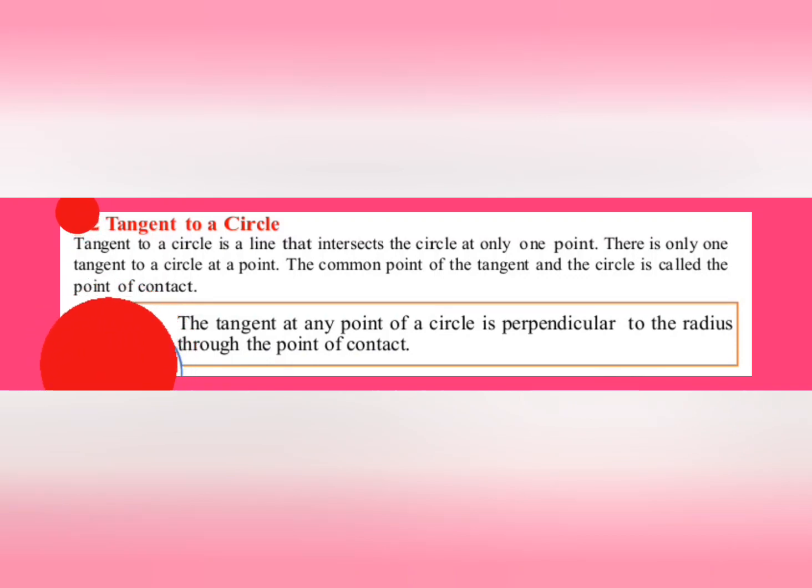So the first theorem you can take up, you can remember: the tangent at any point of a circle is perpendicular to the radius through the point of contact. Okay, so this is the first theorem.